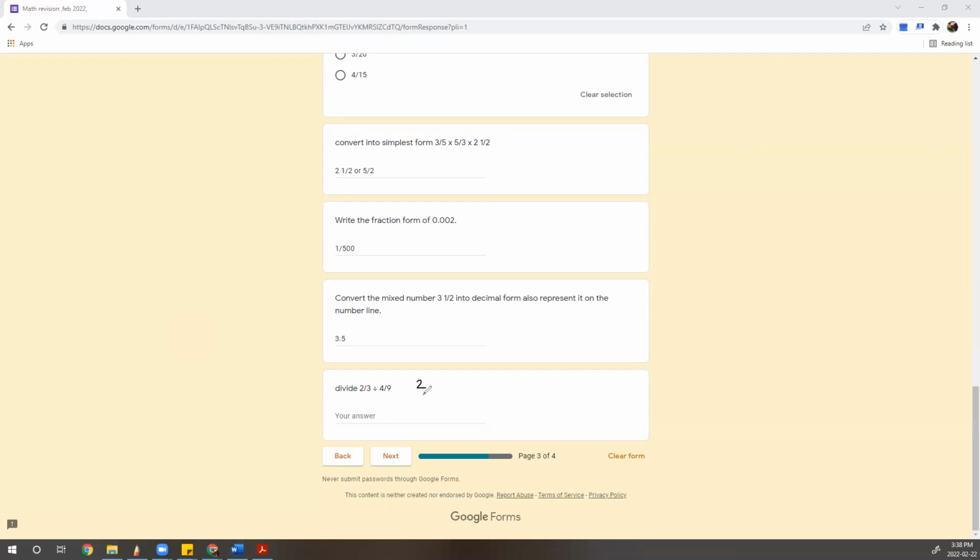2 over 3 divide, so it has to be multiply, right? By what number, Rachel? If you want to change the divide into multiplication, 4 over 9 becomes something. What is the number, Rachel, here?